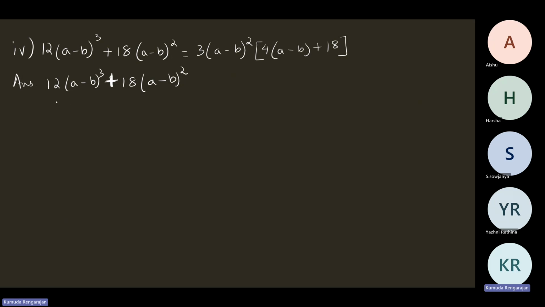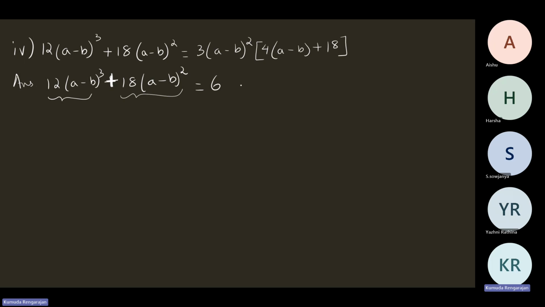Now what's common between these two? This is one term, this is the other term, connected by a plus sign. So we'll see the HCF of the numbers first. The HCF of the numbers 12 and 18 is 6. And the HCF of the expressions a minus b the whole cubed and a minus b the whole square.